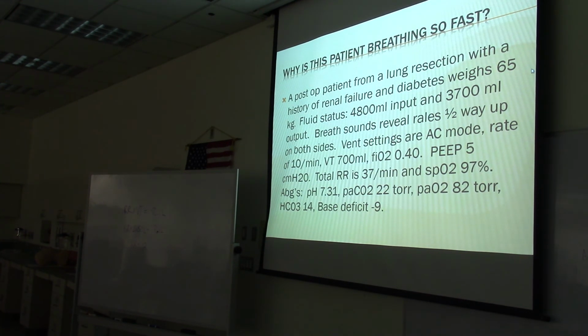Ventilator settings are assist control mode. The rate is 10 breaths per minute. Tidal volume 700 ml. FiO2 is 0.4. PEEP, 5 centimeters of water. The total respiratory rate is 37 per minute. Saturation, 97%. And looking at the blood gas, 7.31 pH. PCO2 is 22. PaO2 is 82. Bicarbonate is 14 with a base deficit of -9.